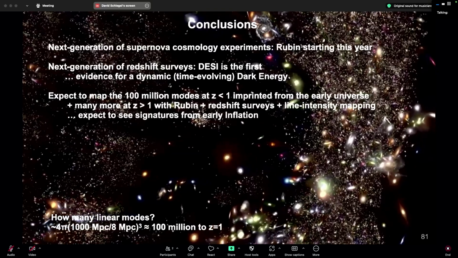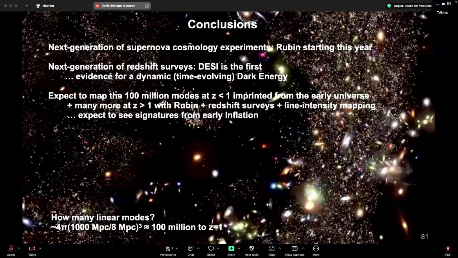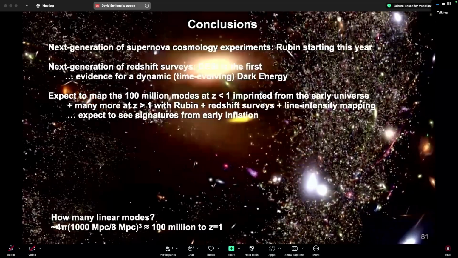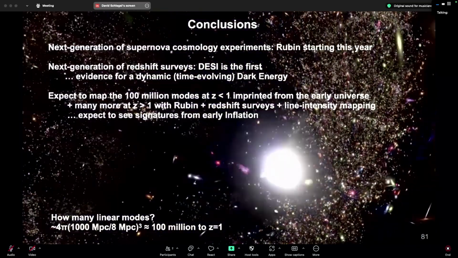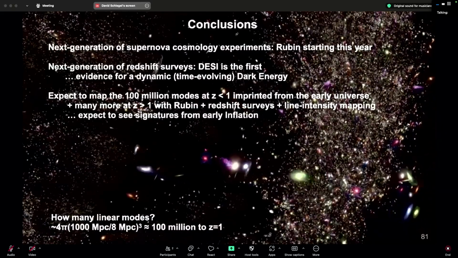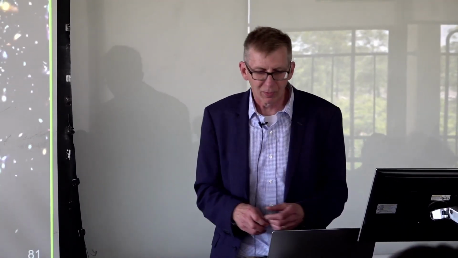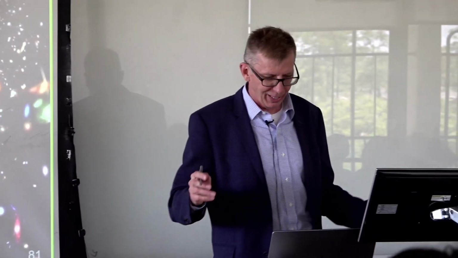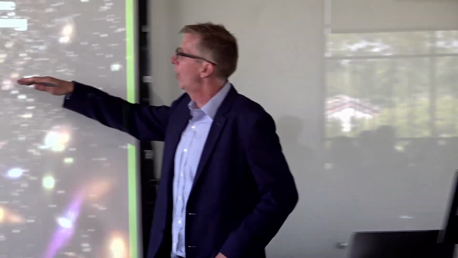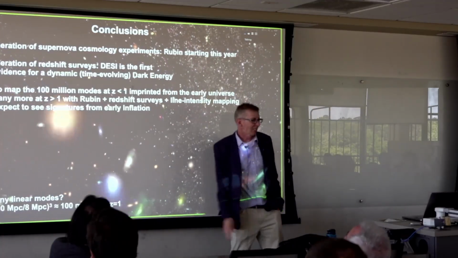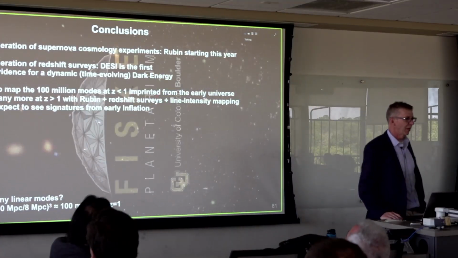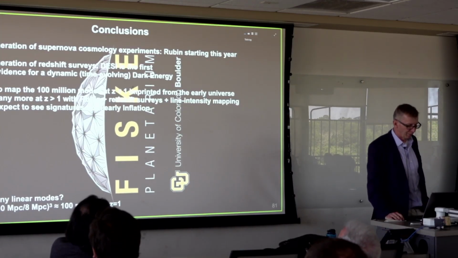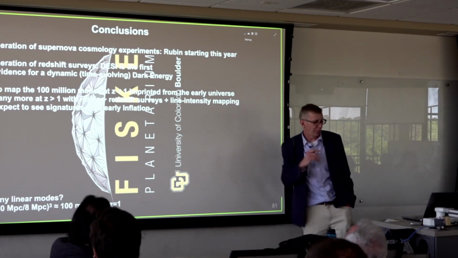Okay, so I'm going to end here, but I hope I gave you a flavor of the experimental landscape, which has really progressed phenomenally just in recent years, and we're really at the cusp of this next generation of experiments. So Rubin, I said, starting this year. I guess it's starting last night. That's great. All of these redshift surveys. DESI is actually only the first. There are a number of others starting in the next year or two. So we'll talk about those tomorrow and what we're already seeing in those maps.